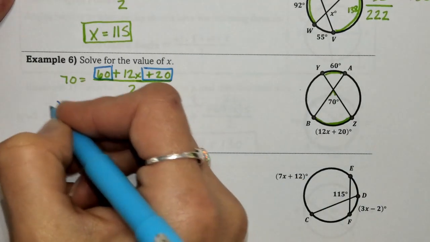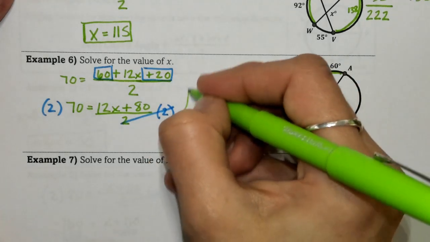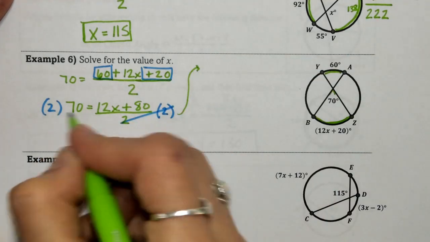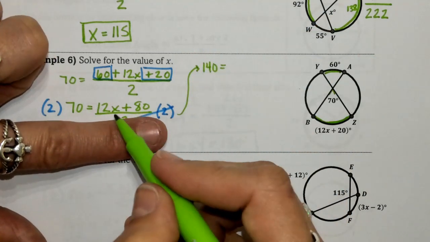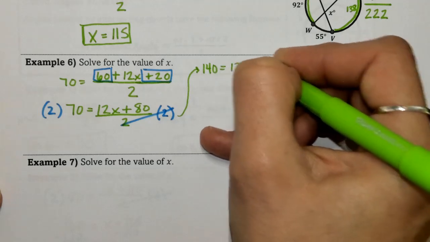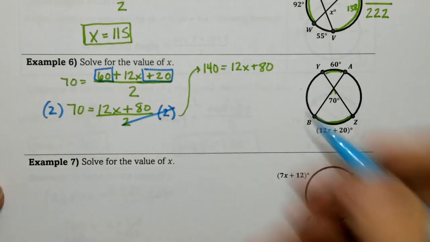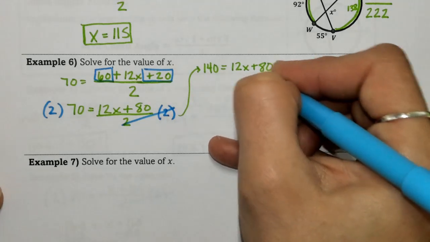Multiply each side by 2. So these cancel. I'm going to bring my work up here now. So 2 times 70 gives me 140. This will be equal to, all I have left over here is the 12x plus 80. We're going to go through our steps. I'm going fast, so please pause it if you need to. Solve for x on your own.